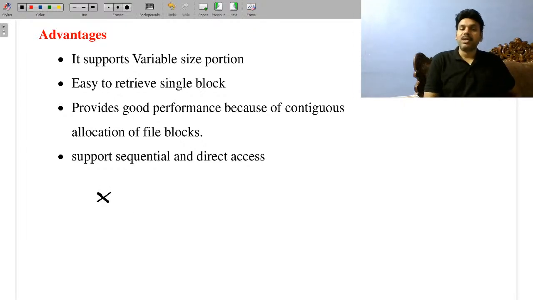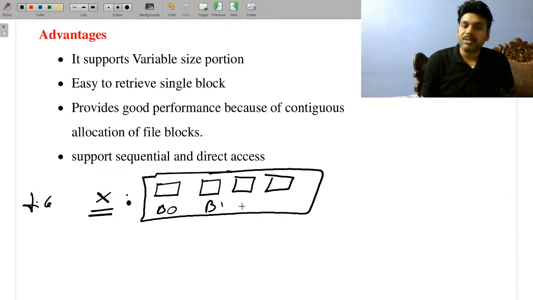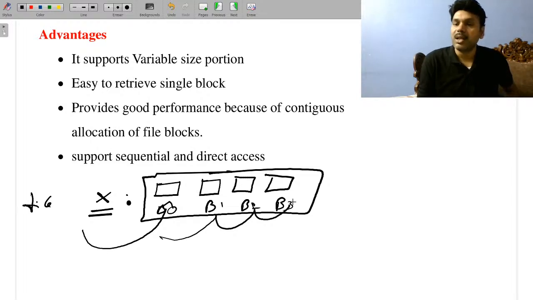For example, I say file X, this is what I am interested in. Initially the file X is stored starting at block 0, and therefore I need 4 blocks. Immediately these 4 blocks are reserved for you. Therefore, friends, when I try to search for information from file X, first it touches B0, and immediately you know that the next addresses are available one after another in a continuous fashion. So that's why it is easy to access and very fast.